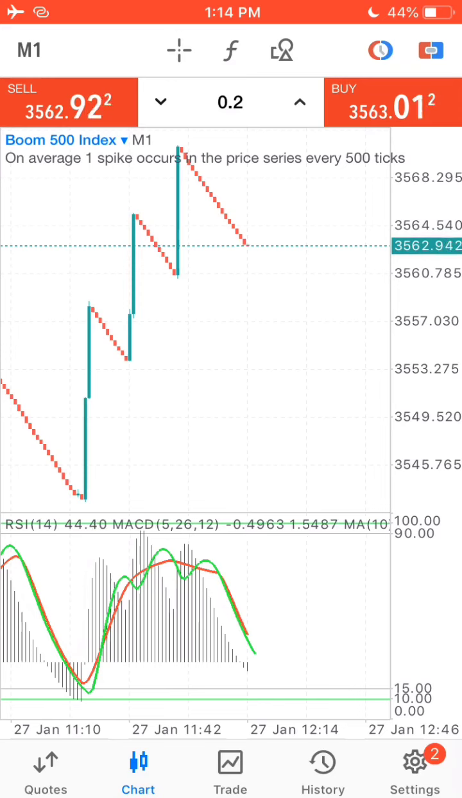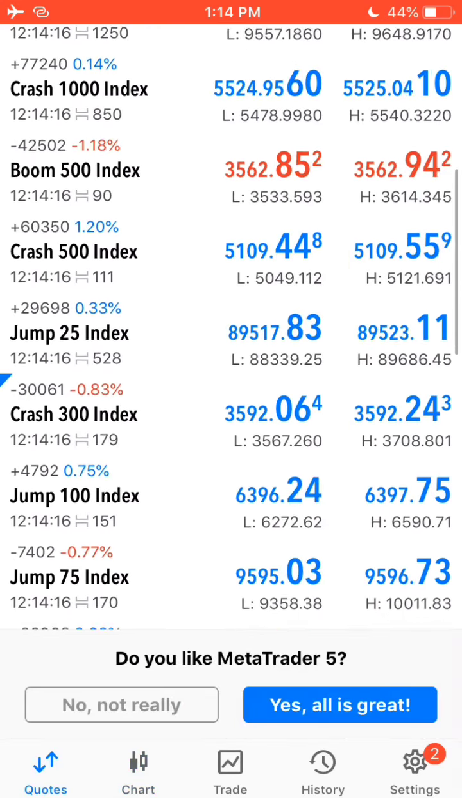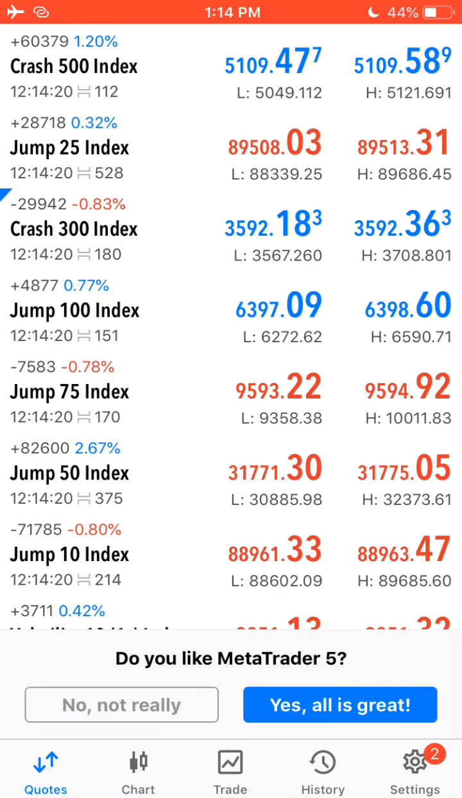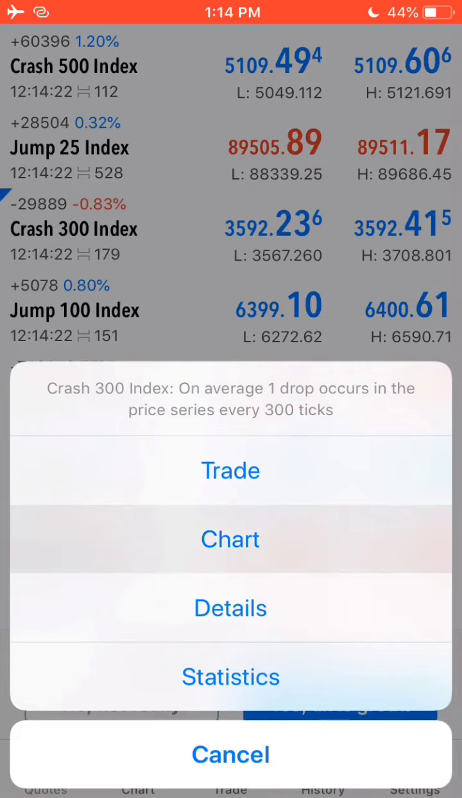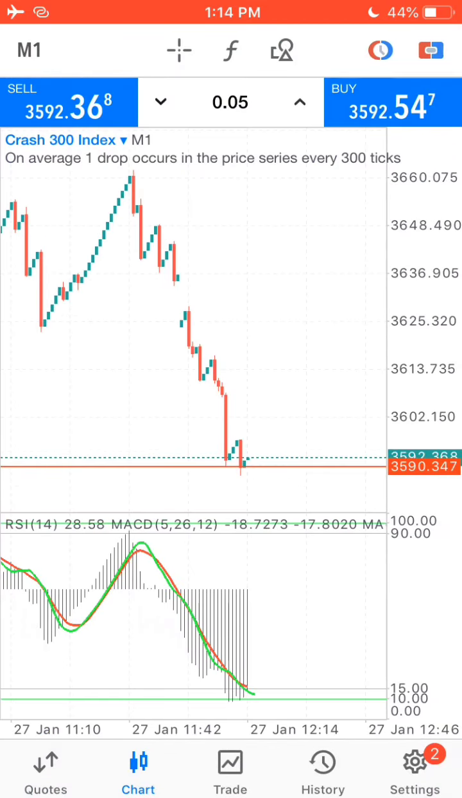On this episode, I'm going to be dealing with the Crash 300, of which we are already on this trade. Okay, we are already on the Crash 300 trade, and here is the market as it is.